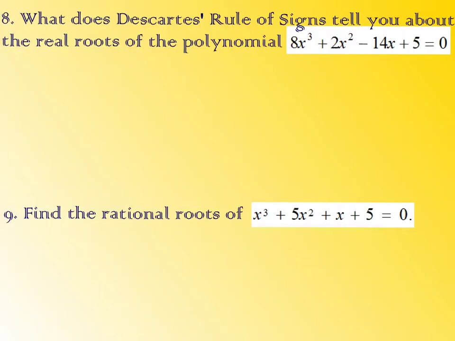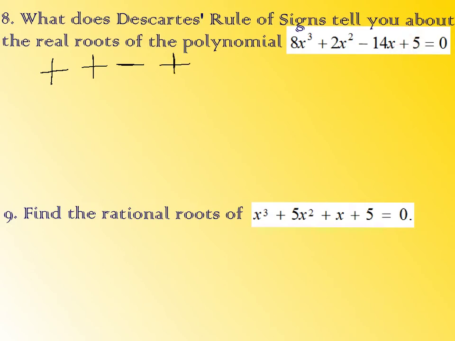Number 8. This says, what does Descartes' rule of signs tell you about the real roots of the polynomial? Well, Descartes' rule of signs is when we find the number of positive roots and the number of negative roots. To find the number of positive roots, we write down all the signs of our polynomial. So 8x cubed, that's positive. We have 2x squared, again that's positive. Negative 14x, well, negative. And a positive 5, so positive.